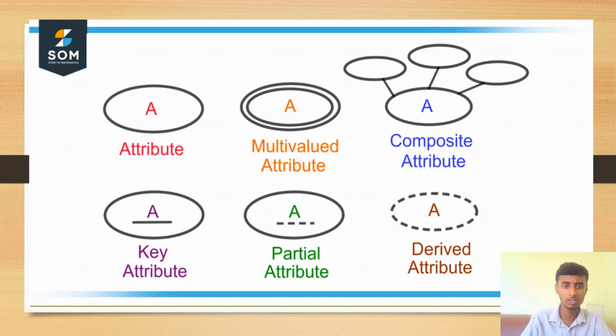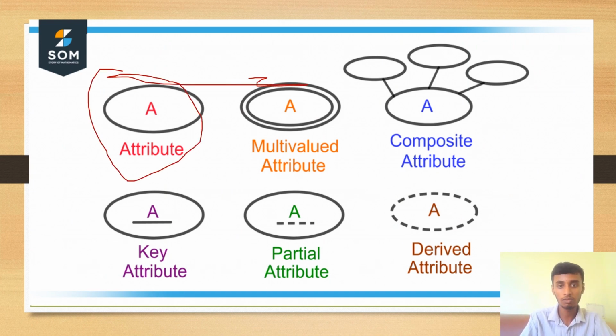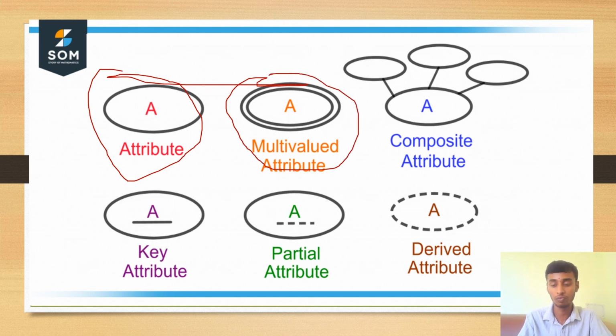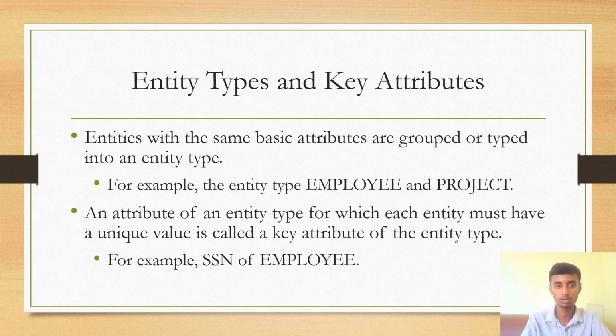And here you can see, this is the attribute symbol. And if it is a multi-valued attribute, it is shown as double circles. This is the composite attribute, key attribute, and this is the partial attribute, derived attribute, and the key attribute will be underlined.